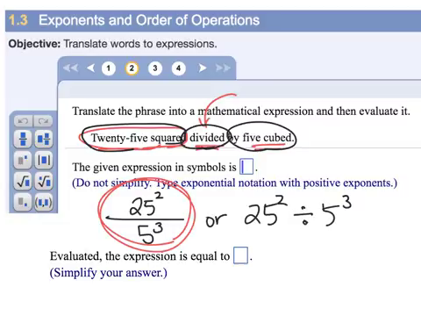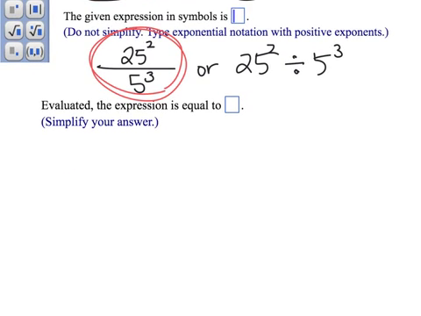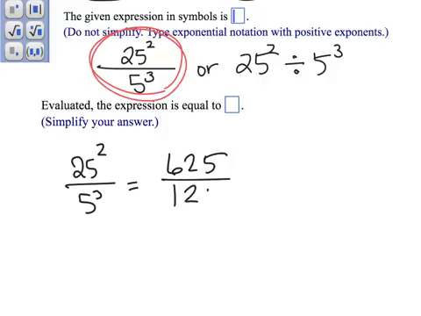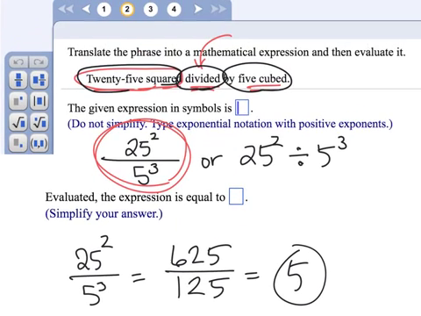And now, of course, we're supposed to evaluate that expression. So you've got 25 squared over 5 cubed. 25 squared is 625 over, and then 5 cubed is 125. And if you're not sure about that, it's 5 times 5 times 5, and that gives you 125. Now this means divide. So we're going to bust out our calculator because I don't exactly know the answer. 625 divided by 125, and that gives us 5. And that is our final answer for this problem.